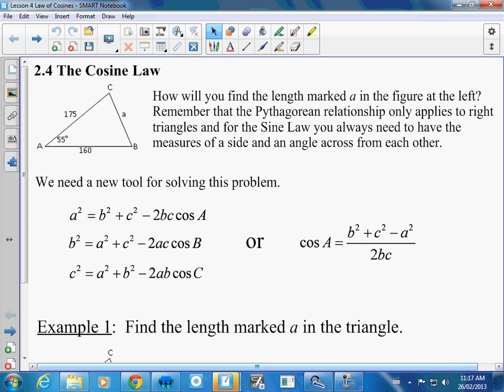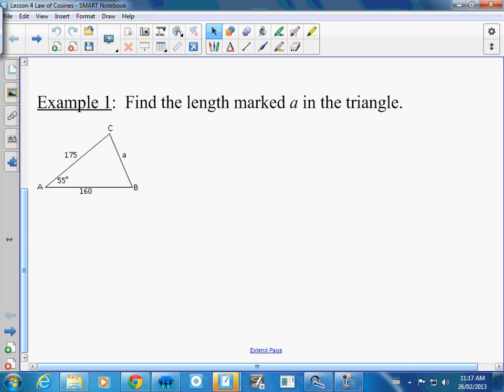Okay. The easiest way to show this is to show by example. So we're going to do two examples. One, we're going to find a side. One, we're going to find an angle. Easy peasy? Now, after that, you can do whatever you want. You can use sine law to find other stuff. Okay, let's do the question here. Find the length marked A in the triangle. Oh, well, that's the example we're going to do.